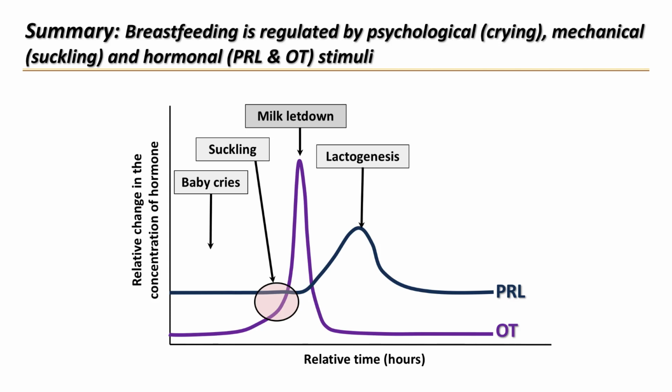ejection of the milk. This will also lead to a subsequent rise in prolactin. This subsequent rise in prolactin will induce the next stage of lactogenesis, thereby allowing the breast to recoup and produce more milk for the next time the baby cries and needs to feed.